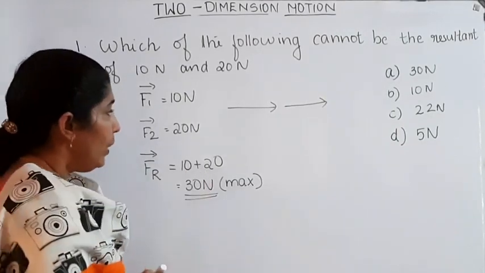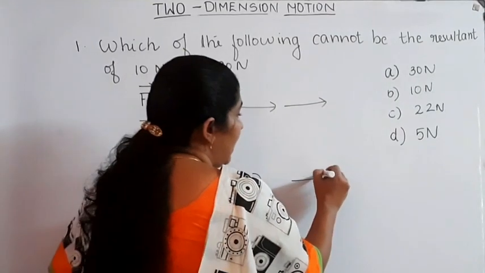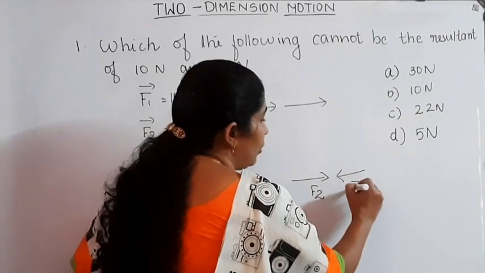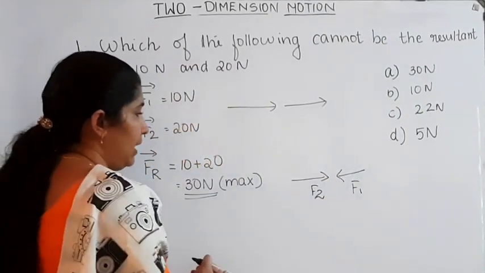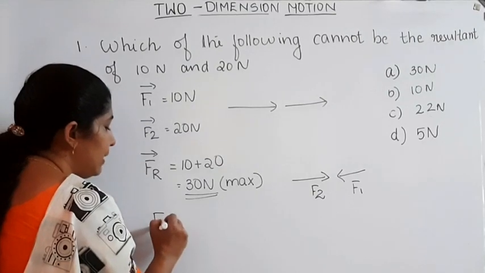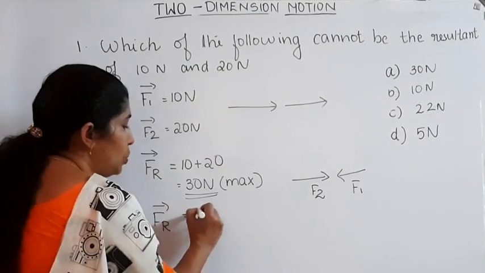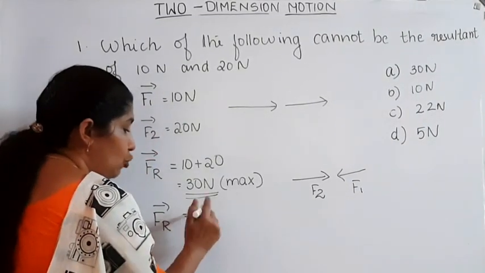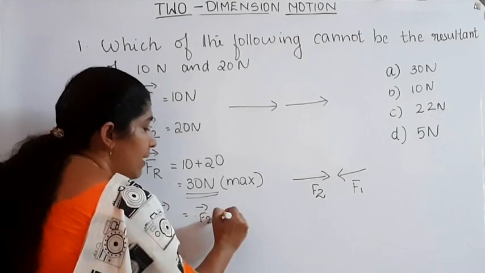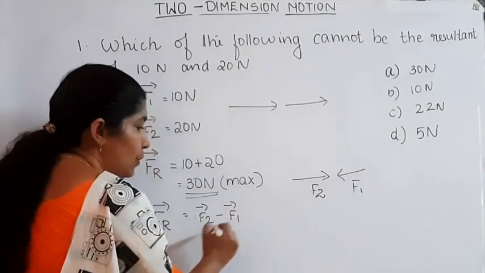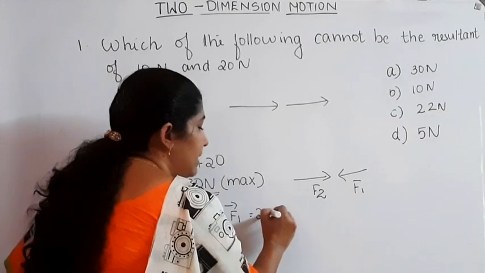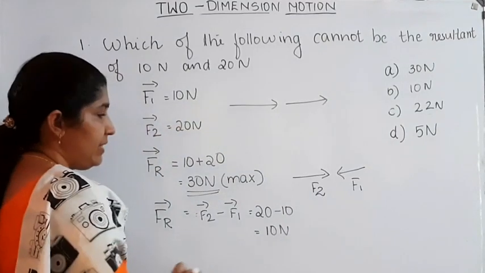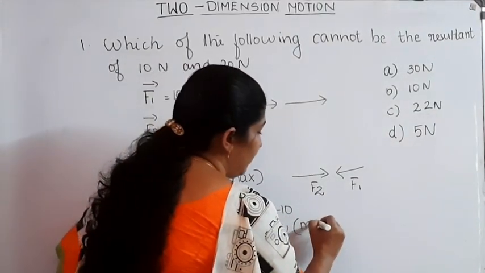Now if these two forces are acting in the opposite direction, F2 is the force acting forward and F1 is the force acting backward, then the resultant force is equal to 20 minus 10. That is vector F2 minus vector F1, which is equal to 20 minus 10, that's equal to 10 Newton. This is the minimum force.